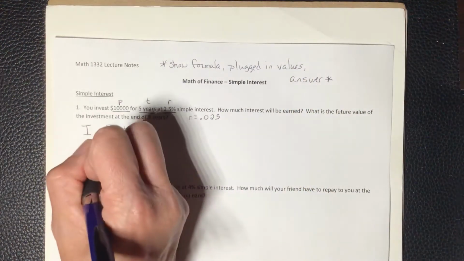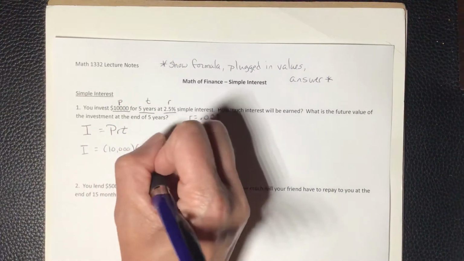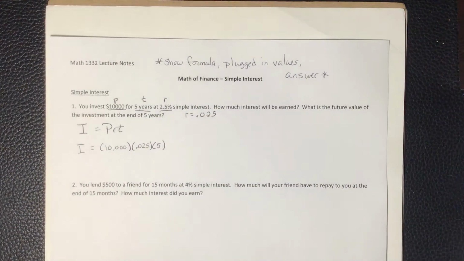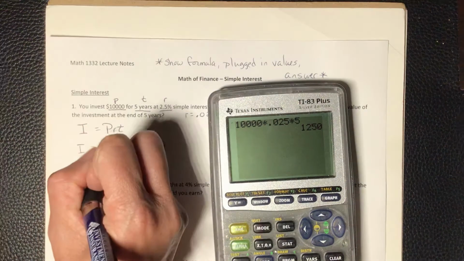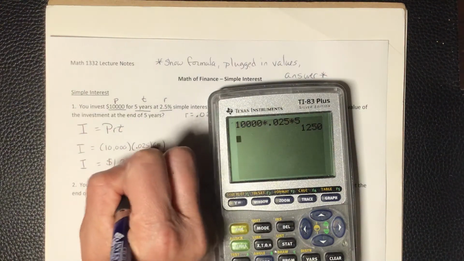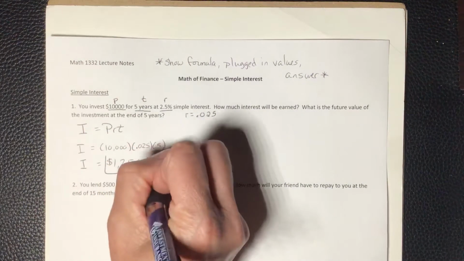In this case we're looking for the interest. So we're going to do 10,000 times a rate of 0.025 times 5. This one isn't too hard to do on the calculator, but as we go through all of our Math of Finance, I'm going to show you how to enter it on the calculator. That'll just be 10,000 times 0.025 times 5, and we get 1,250. Now this is money, so we'll go ahead and put a dollar sign on there. This is basically how much money you made off of your investment.